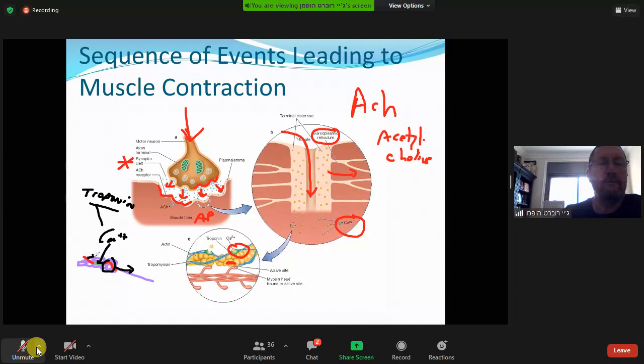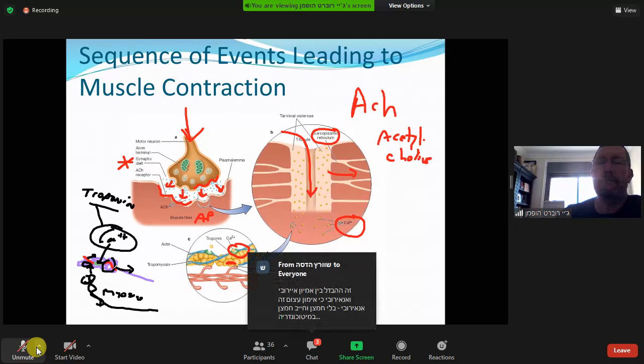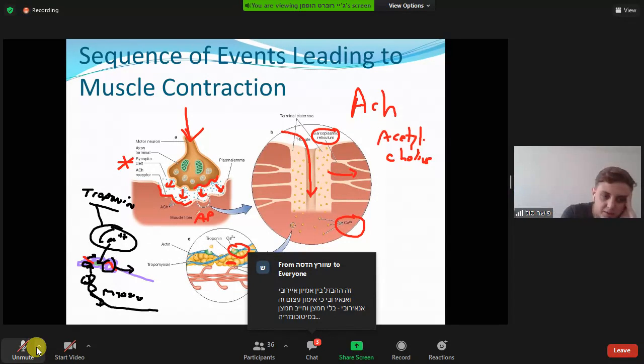There's a movement, exposing the active site on the actin molecule, and the myosin heads of the myosin now can attach. So the role of calcium is simply to cause a change, exposing the active site on actin. That's its role. Okay? Okay, thank you. My pleasure.